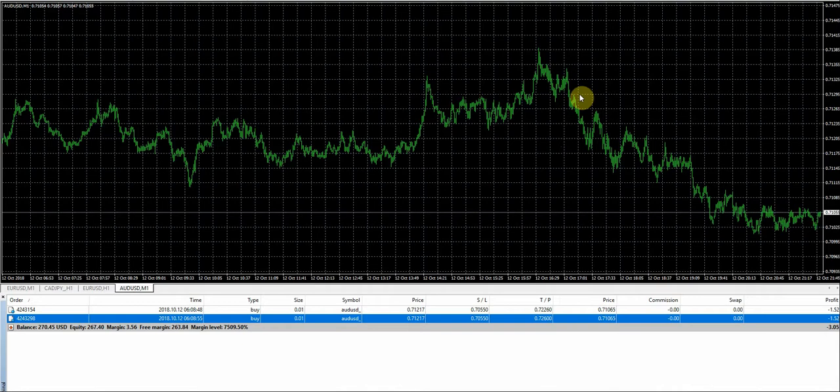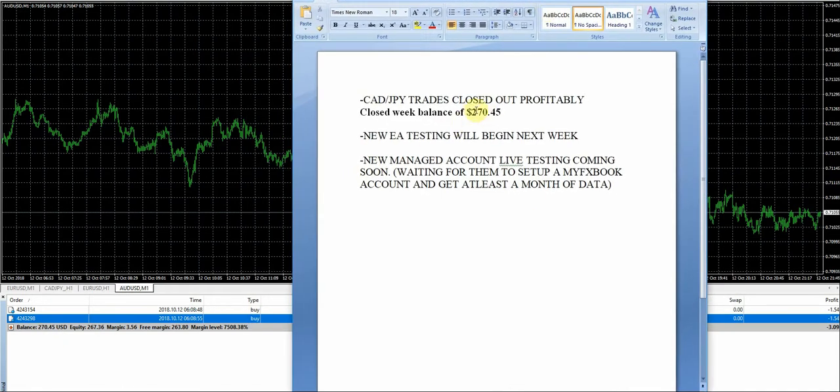So what I'm going to look at doing is every week we're going to monitor our balance here. For example, this week it's at $270.45. As you guys can see right here, closed weekly balance at $270.45. So we're going to monitor that every week, and hopefully that balance is going to continue to go up.